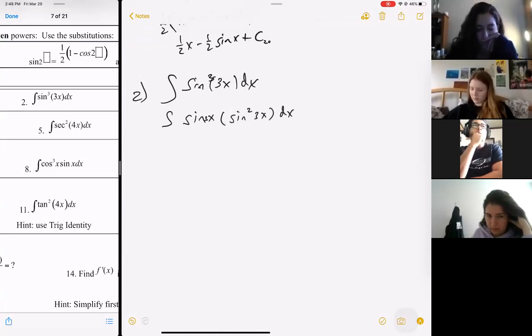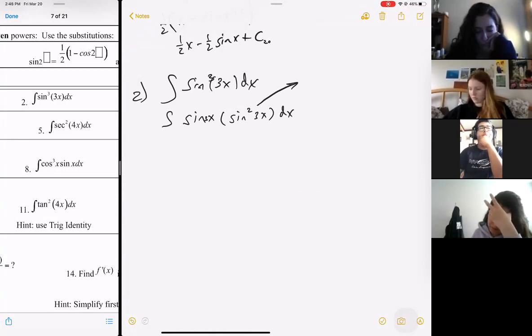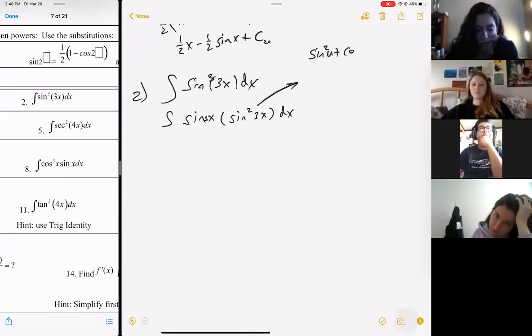And there's a particular reason why we're doing this: we're going to change this problem using another identity that we learned in pre-calc and geometry actually. And here we're going to use our Pythagorean identity. Sine squared u plus cosine squared u is equal to 1. Remember, sine squared plus cosine squared is equal to 1.